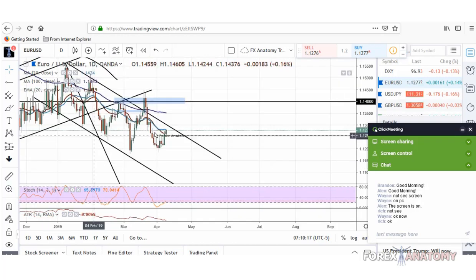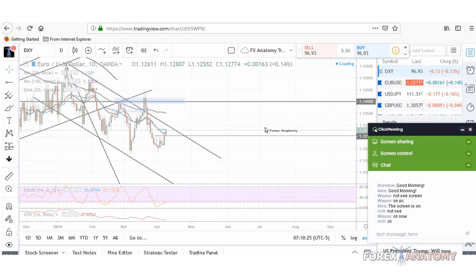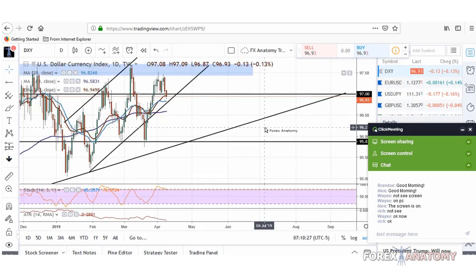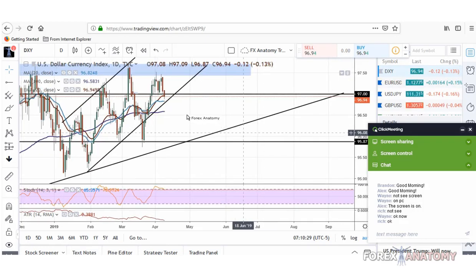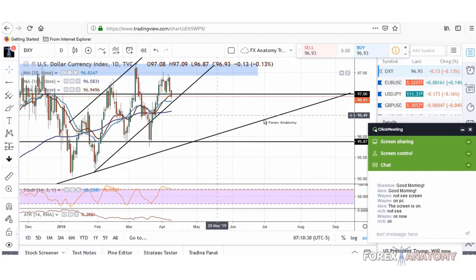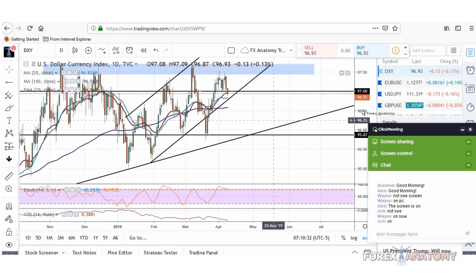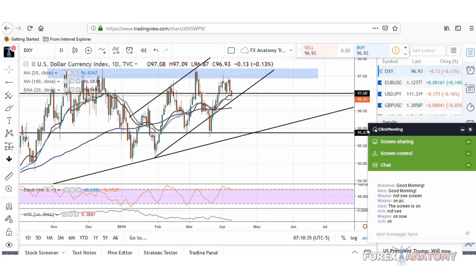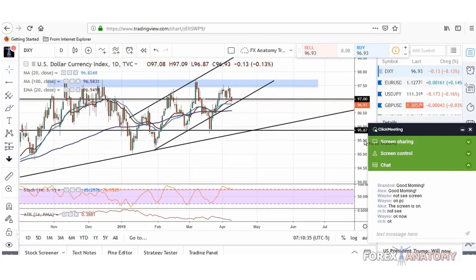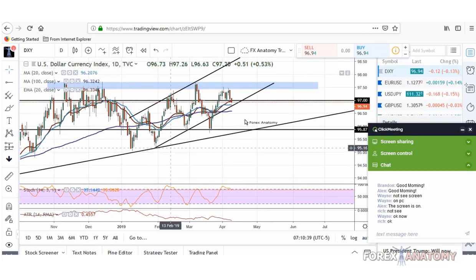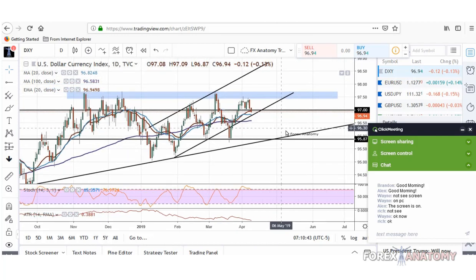And let me take you to the Dixie, or the US dollar index, so you can see what's been taking place. So then if you go to the Dixie, which stands for the US dollar index. The Dixie is DXY. It stands for the US dollar index. So if you look at this chart, and right now we're looking at the daily chart, you can see that price is apparently testing a strong zone of supply or resistance.